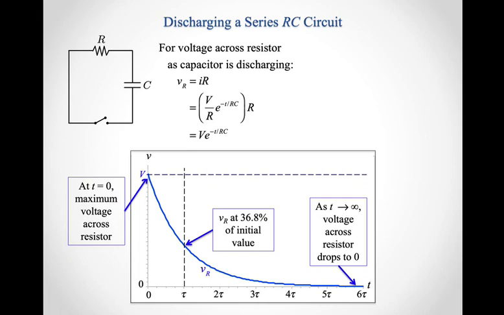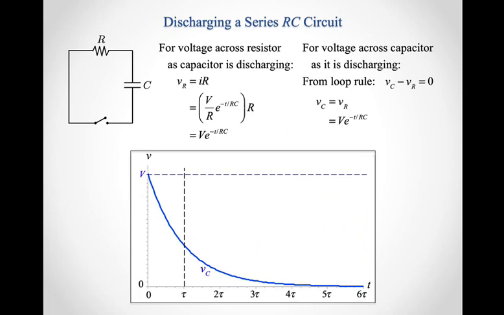If we want to think about the voltage across the capacitor while it's discharging, again, our loop rule in this case tells us that the voltage across the capacitor has got to be equal to the voltage across the resistor. So here's the first thing that does change. When we were charging our capacitor, the voltage across the capacitor increased. This equation right here from our loop rule tells us that if the voltage across the resistor is decreasing because the current is decreasing, then so is the voltage across the capacitor.